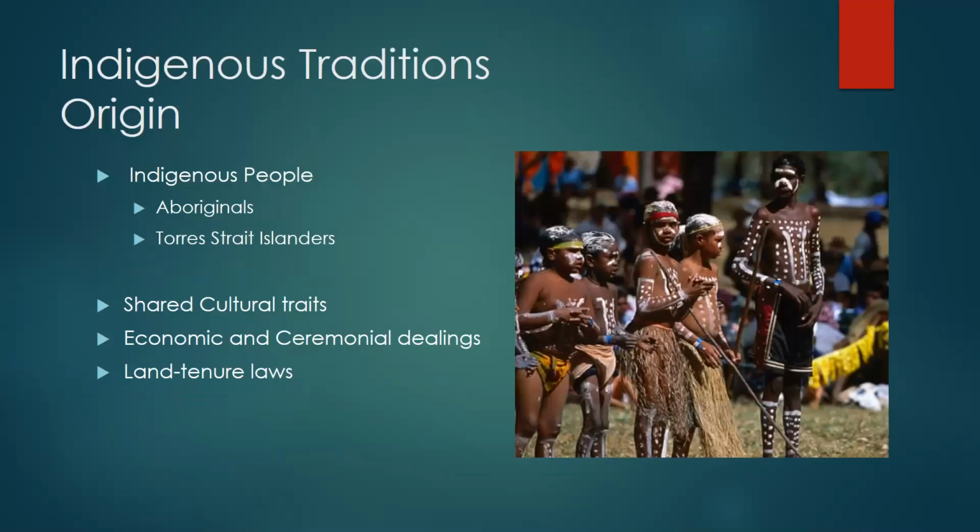Australia has 2 Indigenous people, Aborigines and Torres Strait Islanders. It is not possible to speak of one Aboriginal and Torres Strait Islander religion, as there are many. There are, however, shared cultural traits, economic and ceremonial dealings, and a customary system of land tenure laws. It is misleading to try and separate Australian Indigenous religion experiences from other aspects of their life, culture, and history.